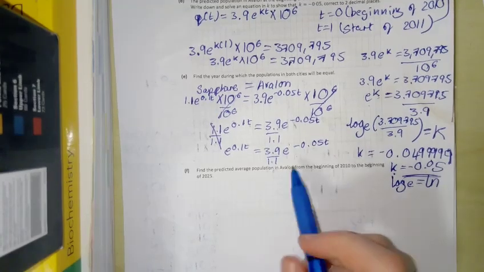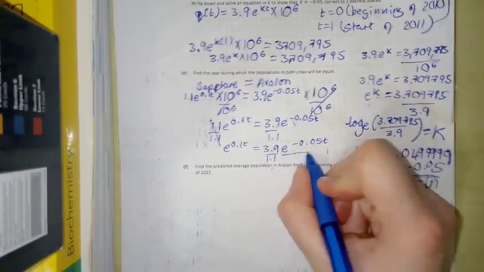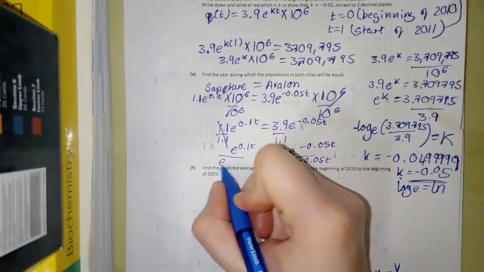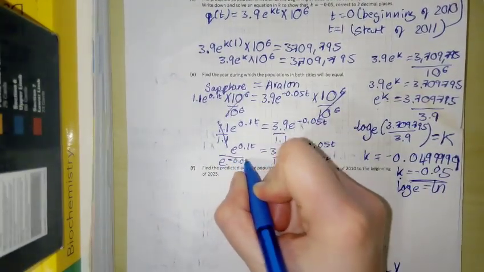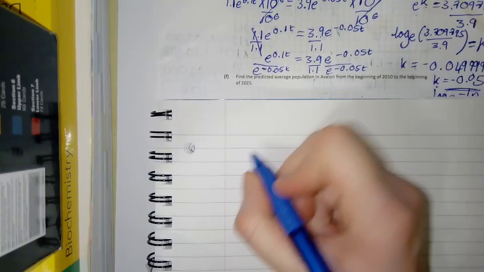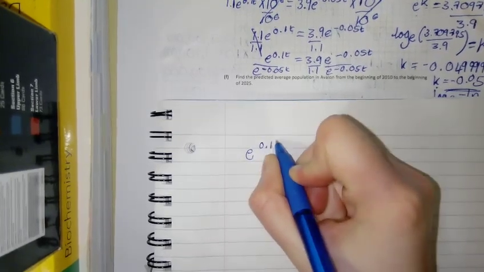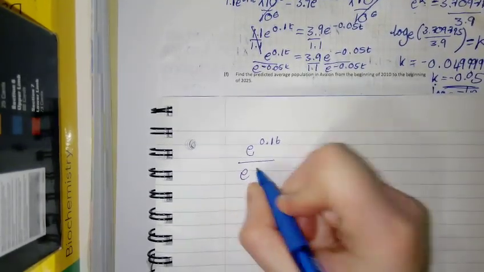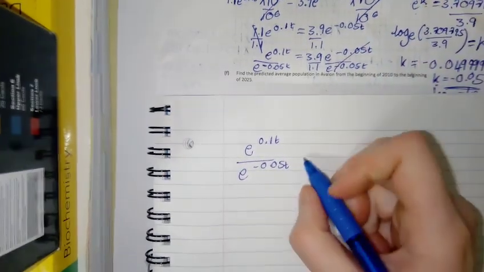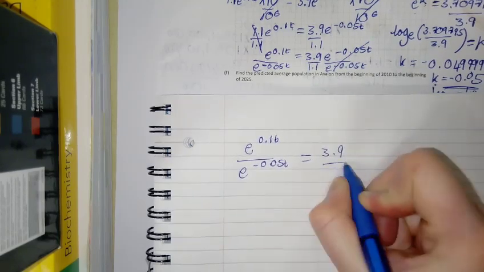and then we can divide both sides by e^(-0.05t). So then we've done that. We have e^(0.1t) over e^(-0.05t), and they cross off, and then it is equal to 3.9 over 1.1.